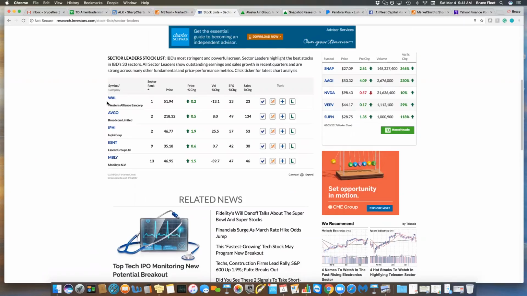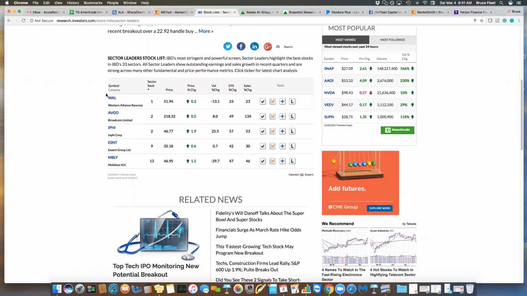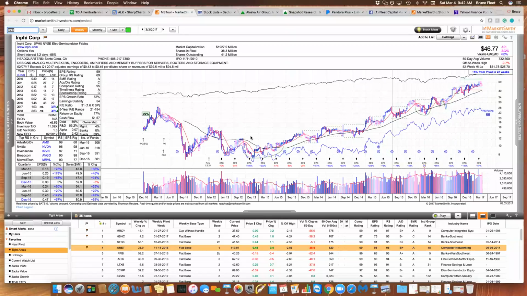Well, what you would notice is we own this stock, Western Alliance Bancorp. We own Broadcom. We own Essent. Okay, so we already own those three. This is a source of ideas I like. I don't own this company. So let's click on here, and that will put it over on my chart. So here's that stock, and let's take a look. Let's see if this is something that we want to buy.